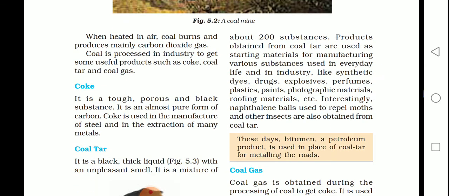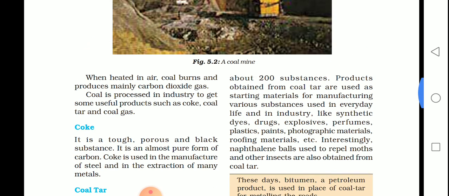Next, coal tar. It is a black thick liquid with an unpleasant smell. You will find this black thick liquid used during the construction of roads. It is a mixture of about 200 substances. Coal tar is used as a starting material for manufacturing various substances such as synthetic dyes, drugs, explosives, perfumes, plastics, paints, photographic materials, roofing materials, etc.